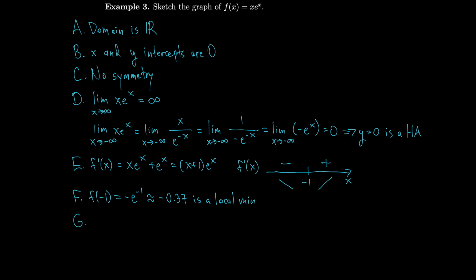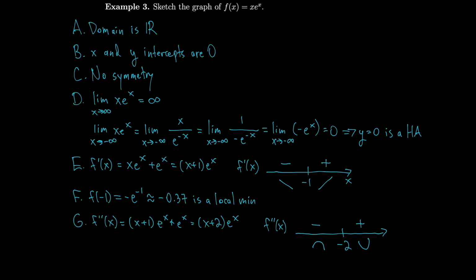Okay, last but not least, we want our intervals of concavity and our inflection points if we have any. So we take a derivative again. We get x plus 1 e to the x plus e to the x, which is the same thing as x plus 2 e to the x. So let's look at where our second derivative changes signs. Looks like we have a potential issue at minus 2 this time. So it's negative before minus 2, positive afterwards, so that means that it's concave down and then concave up. So this implies that minus 2 e to the minus 2, which is about minus 2 times 0.27, is an inflection point.